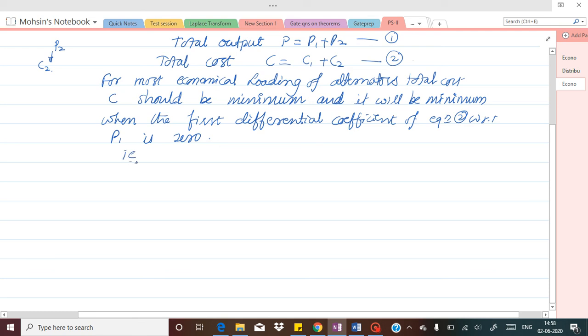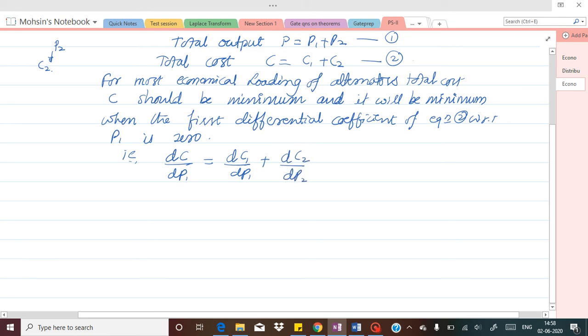That is, let us differentiate equation number 2, dC with respect to P1. The right hand side will be dC1 by dP1 plus dC2 by dP2.